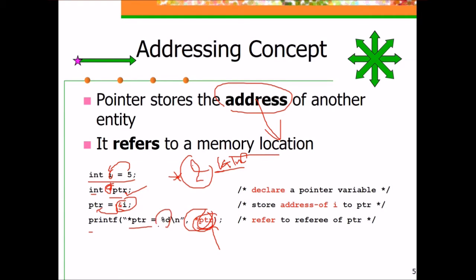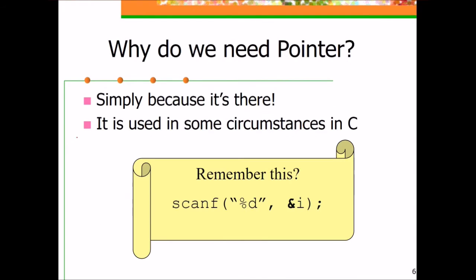That is why it is %d. Otherwise, it would not be %d, it would be a hexadecimal number, because a pointer is a memory address. So why do we need pointers? This is an important question. Why?